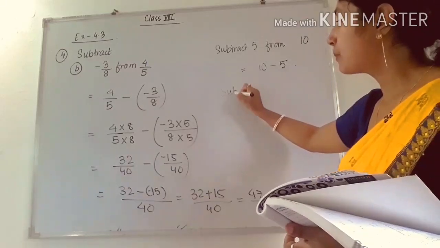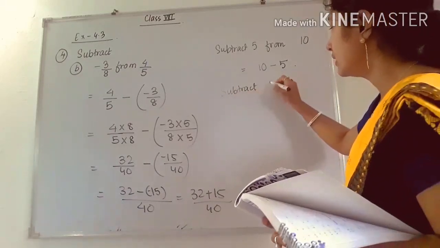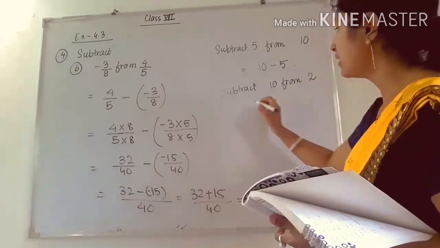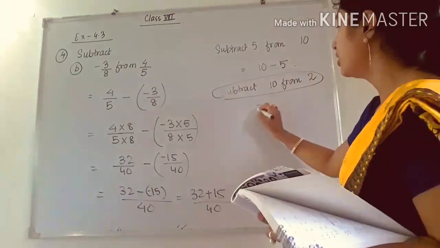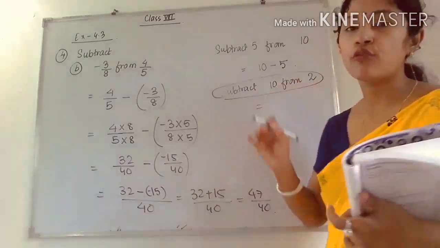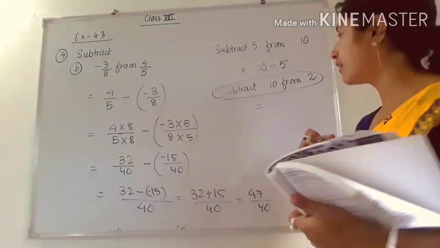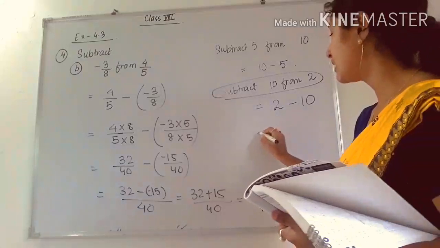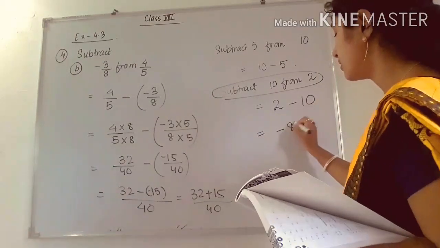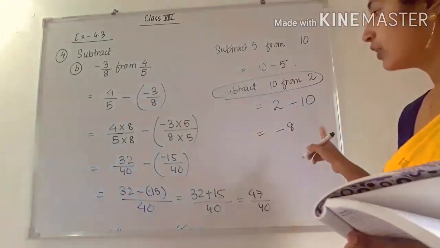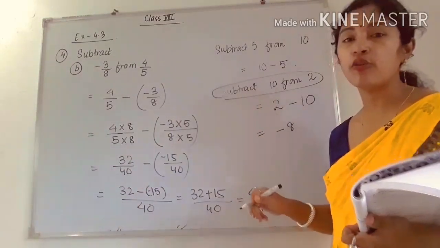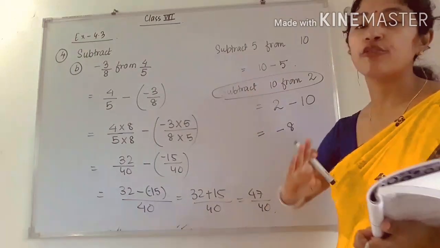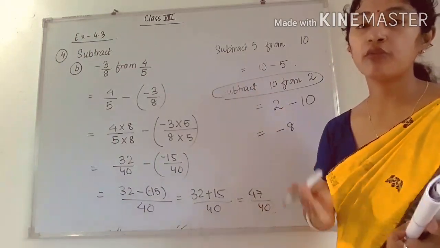Similarly, if I write subtract 10 from 2, what do I have to write? The mathematical statement for this will be, we are subtracting from 2. So from 2 numbers, we are taking away 10 numbers. So we have to write 2 minus 10. 2 minus 10 will be minus 8. Got it? Like that way you have to do. So here also in question number 4b, we are subtracting minus 3 by 8 from 4 by 5. So 4 by 5 you have to write in front.